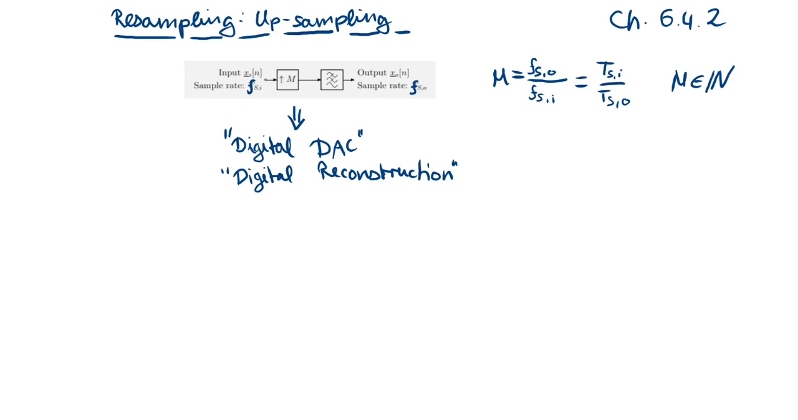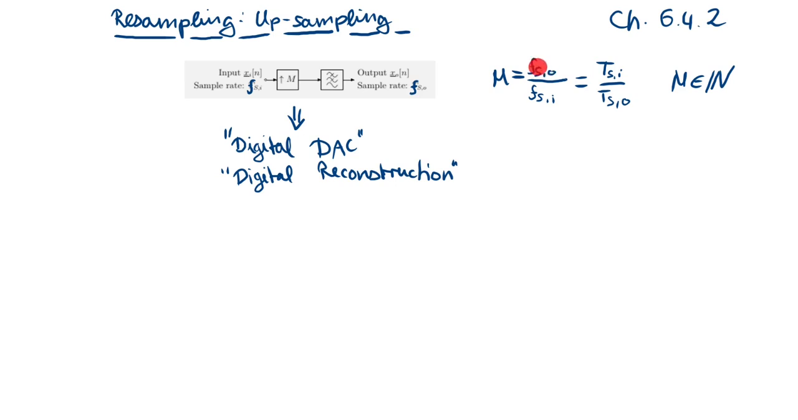So now we have a resampler which does the sample rate change into the other direction. We have an input signal with a quite low sampling rate, and now we want to change the sampling rate to a higher sampling rate. So our output signal has a different higher sampling rate, and we can express this relation by a ratio.